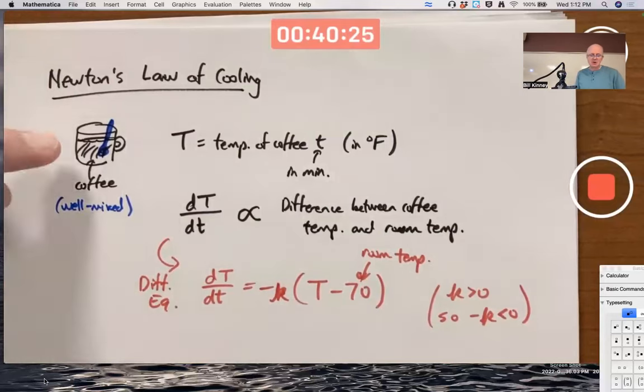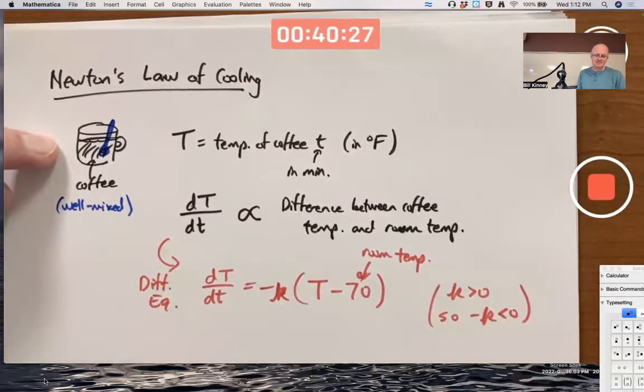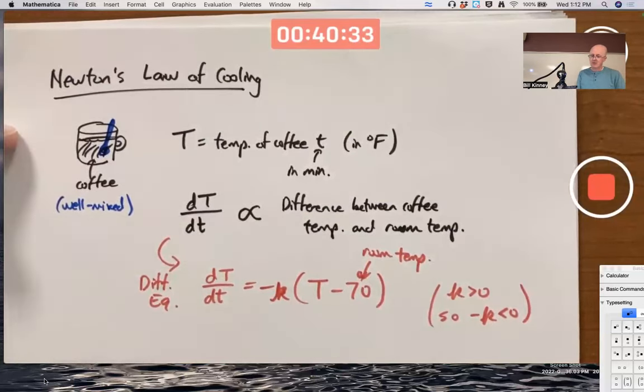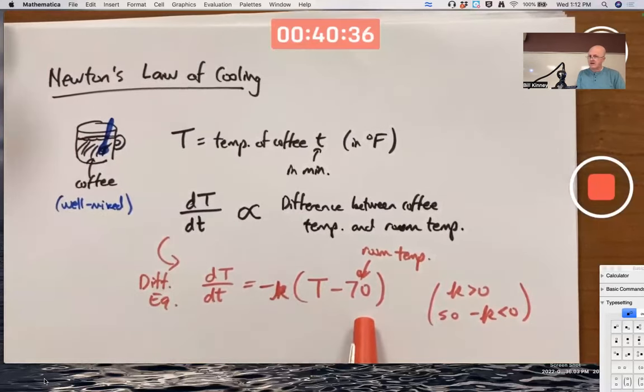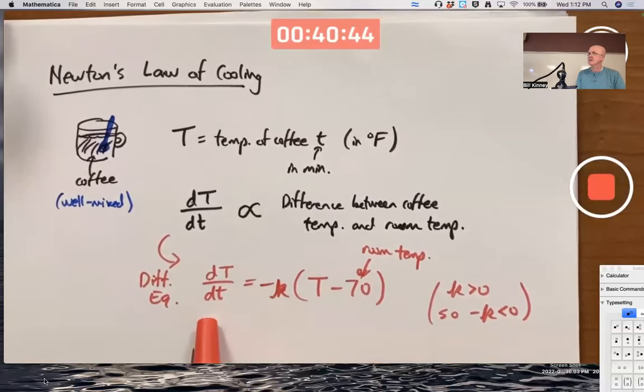If the coffee is cool, maybe 40 degrees, and room temperature is higher, 70, it'll warm up. This quantity will be negative. 40 minus 70 would be negative. And that quantity would be negative. Two negatives being multiplied gives you positive. The rate of change would be positive. The coffee would warm up.